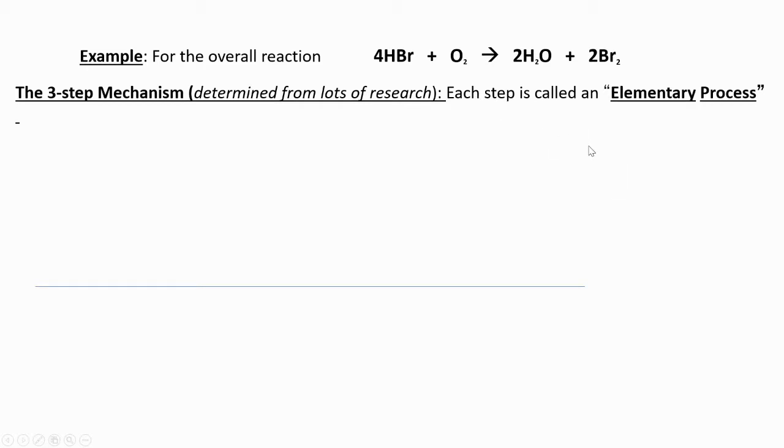Each one's called an elementary process, just like elementary school is a simple process or a small process, right? So you can think about it like that. Small, elementary, or simple small process. All right, so step one: you've got HBr plus O2 going to HOOBr, or Huber. This step is found to be slow.